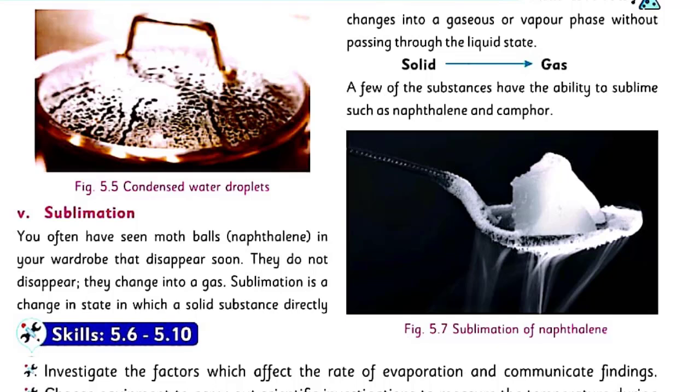Sublimation. You have often seen mothballs in your wardrobe that disappear soon. They do not disappear, they change into a gas. Sublimation is a change in state in which a solid substance directly changes into a gaseous or vapor phase without passing through the liquid state. Solid to gas. A few substances have the ability to sublime, such as naphthalene and camphor.